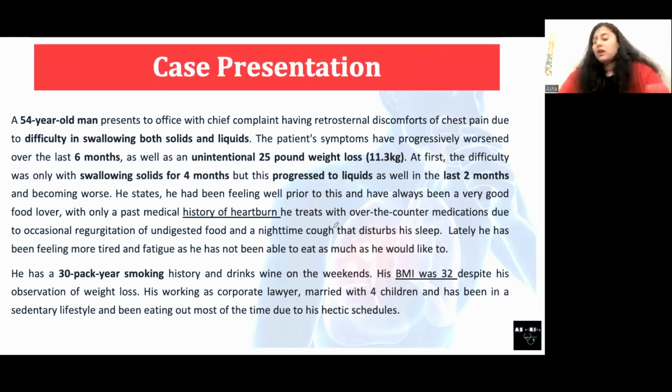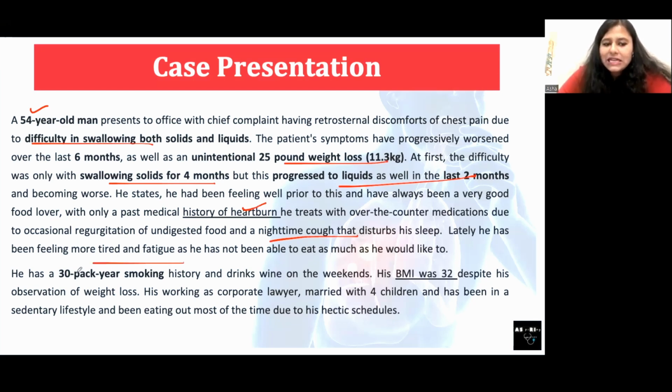So after knowing all this, I want to present to you something that will help you understand the cases. I want to bring forward a patient whom I knew who was vulnerable in this case of taking tobacco. He was a 54-year-old man, and he came with difficulty swallowing both solids and liquids. Initially, in the first 4 months, he had difficulty swallowing solids, and later it progressed to liquids in the last 2 months. He had a lot of weight loss. He also had histories of heartburn and nighttime coughing. He was more tired and fatigued. And this is the most important thing: he had been smoking for 30 years.